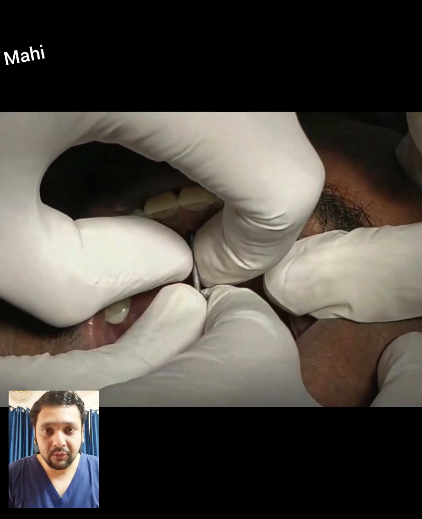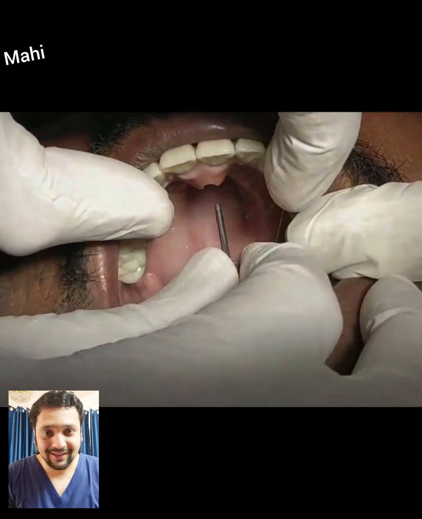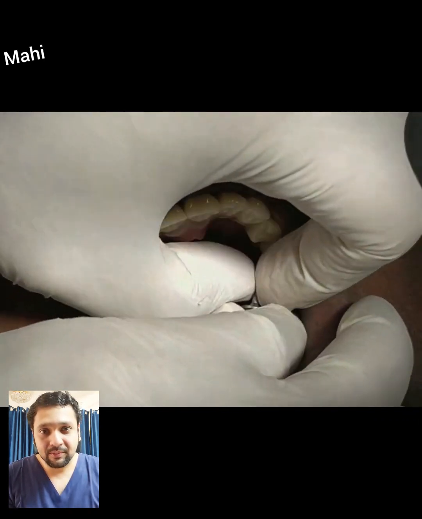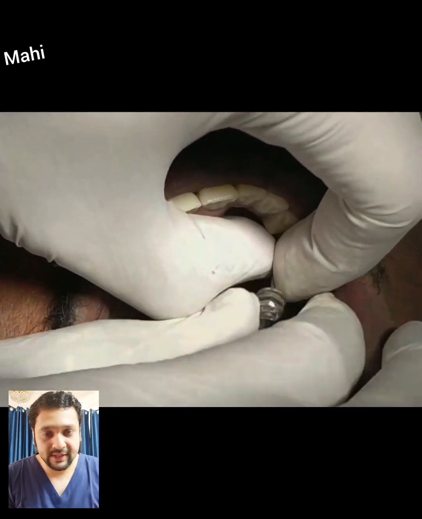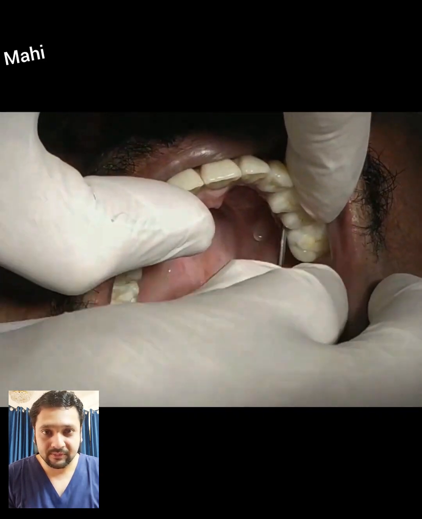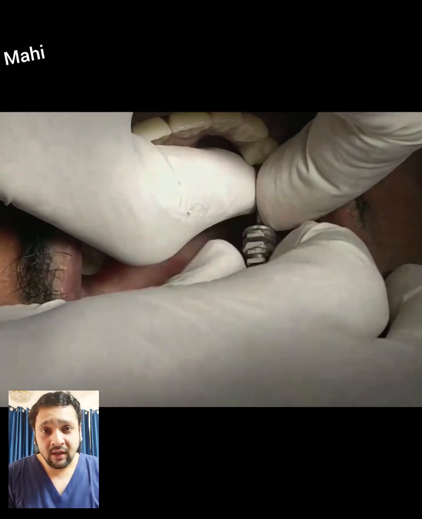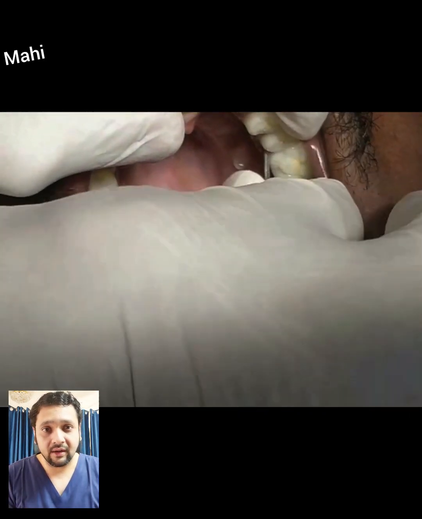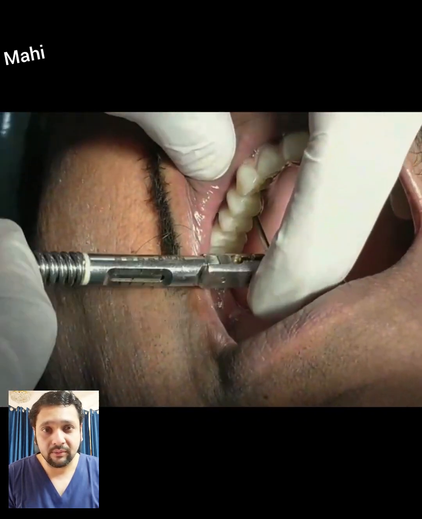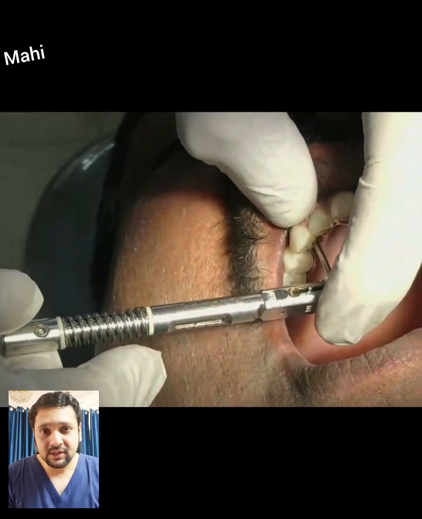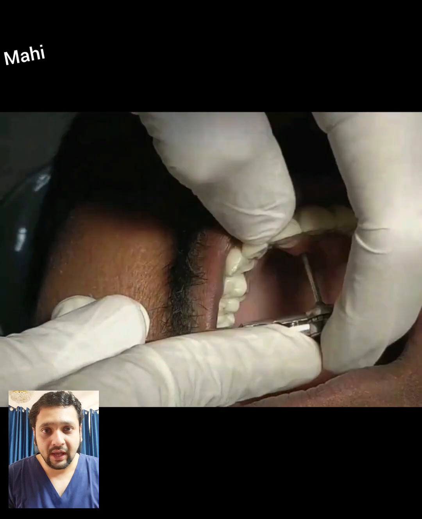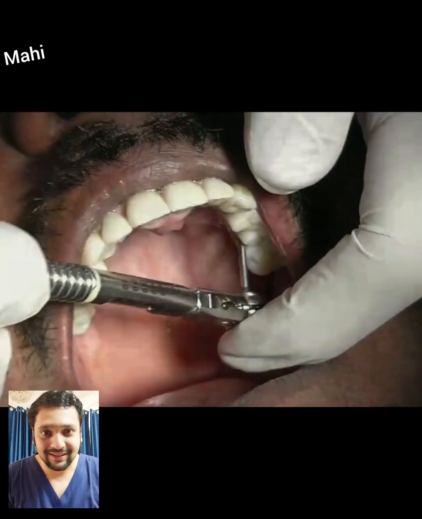So this patient came to me with a maxillary edentulous arch and a mandibular fixed bridge over natural teeth. It's a full arch fixed bridge which is present over the natural teeth. I could see the bridge is exposed here and there. The periodontal condition of the bridge is not that great, but the patient is not willing to get it removed as of now and go for implants.